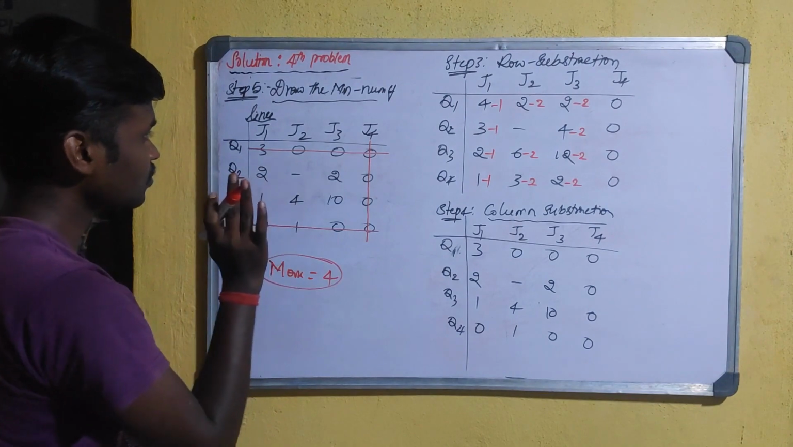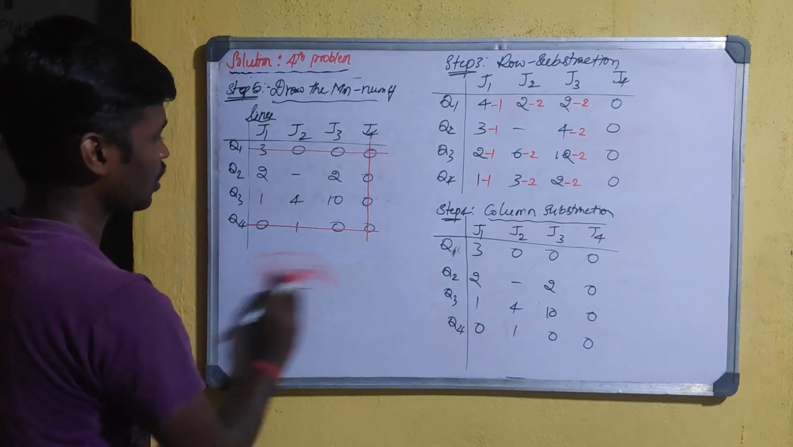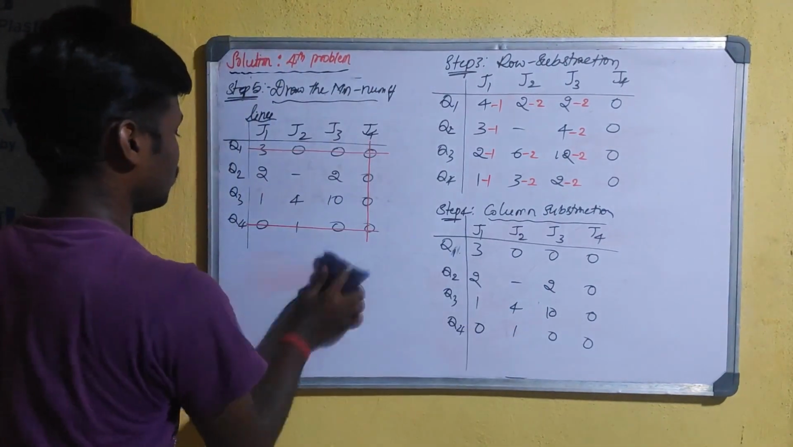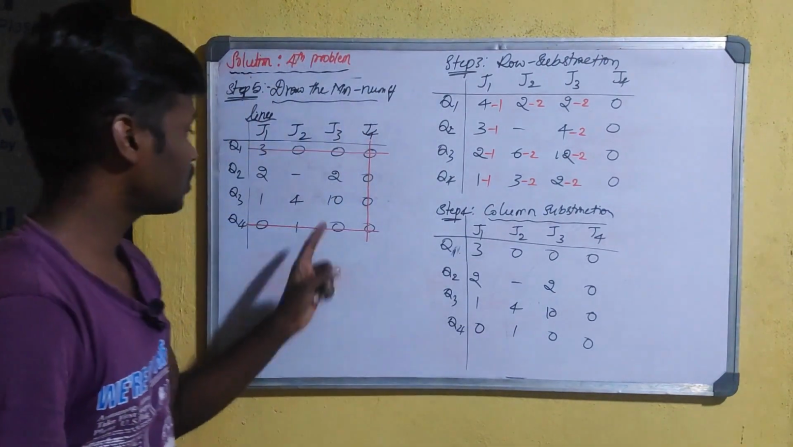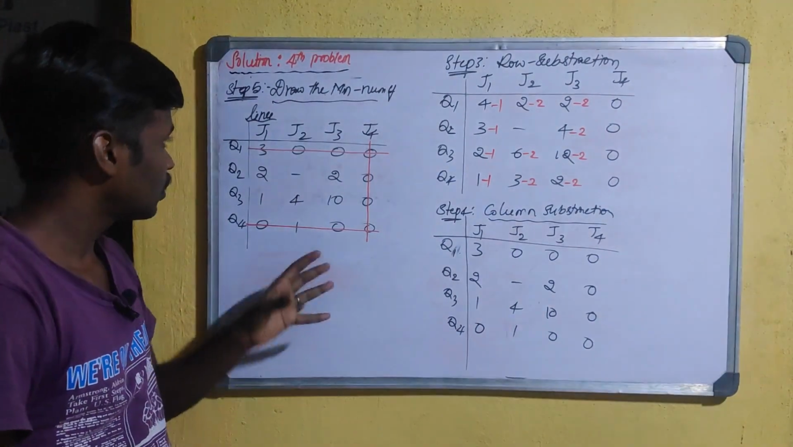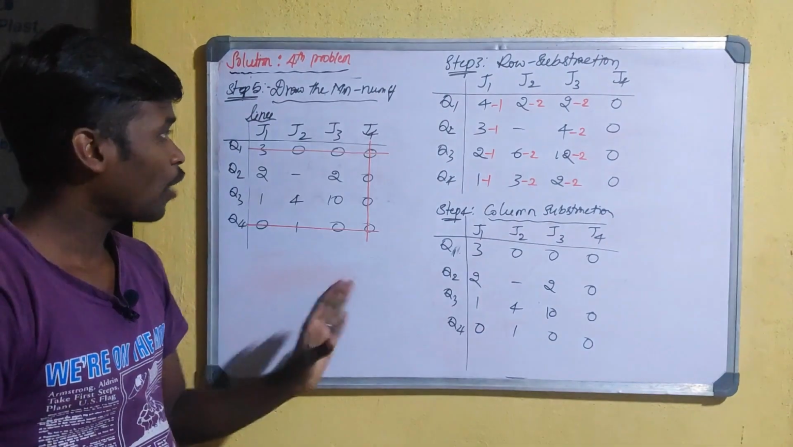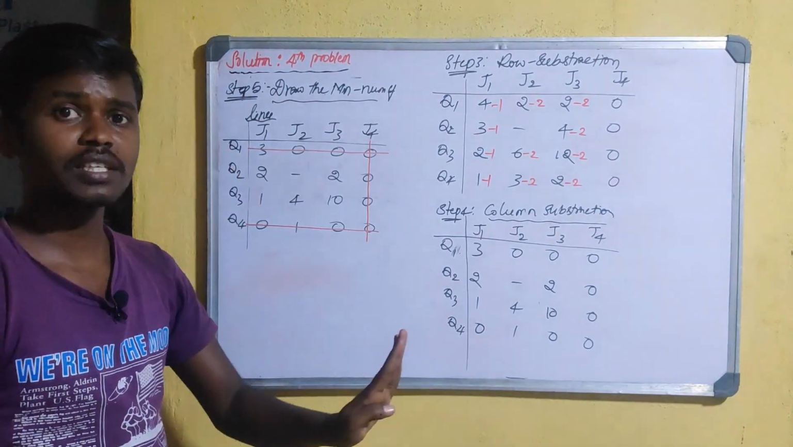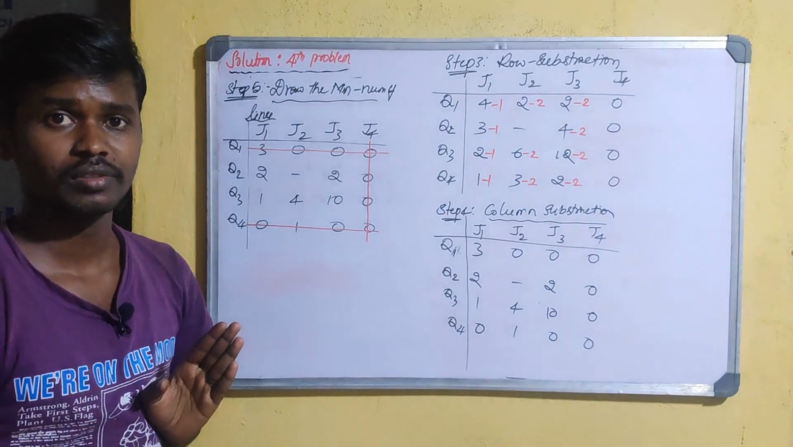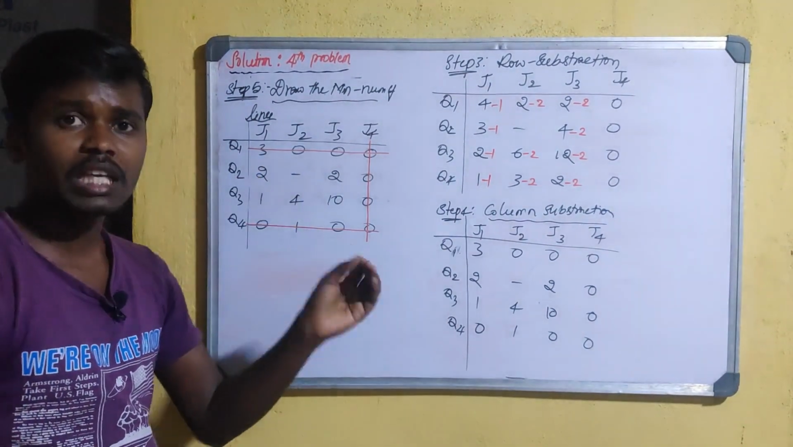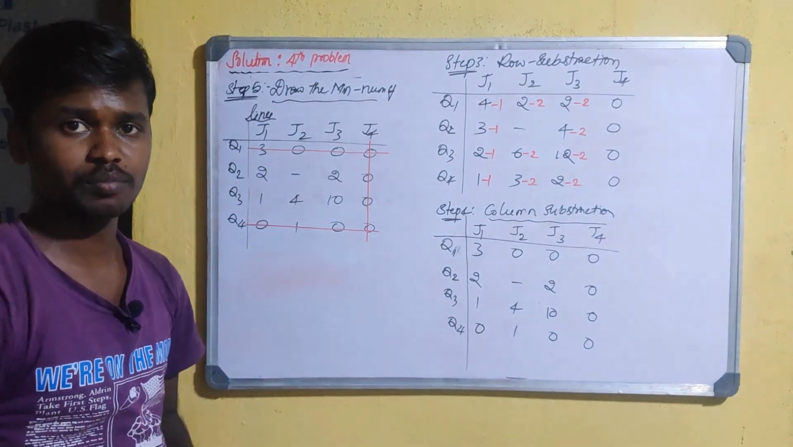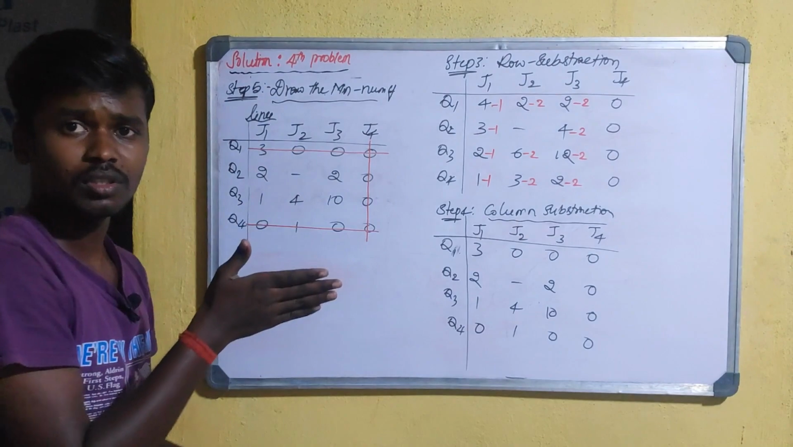Okay, see, now after this step, this step will continue to exist because we have to use a maximum of 4 lines finally to cancel all the zeros. Only then can we allocate the operators to the jobs. Okay, so this step will continue.